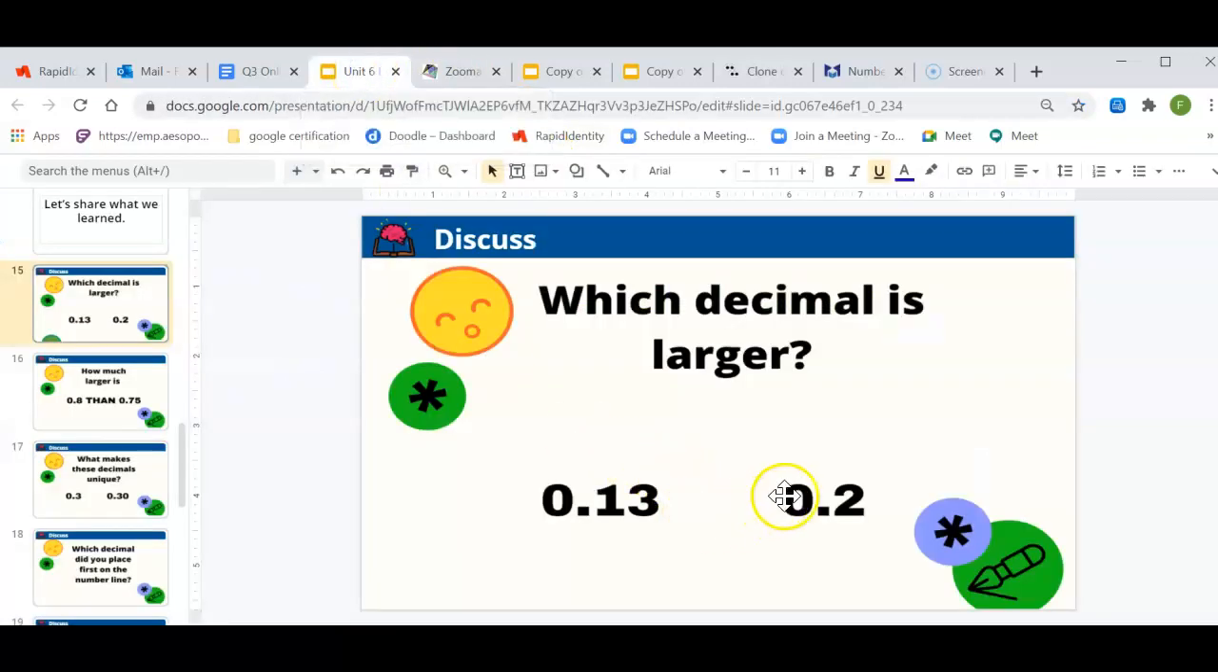Now when I go back here and I compare these, the first thing I'm going to look at is using our place value chart. I'm going to look at the whole number. On the left side, the whole number is 0. The whole number here is also 0. And then they both have a decimal in the next spot. We're going from left to right. In the tenths place, this is 1. This is 2. 2 is bigger than 1. So 2/10 is actually bigger than 13/100s.